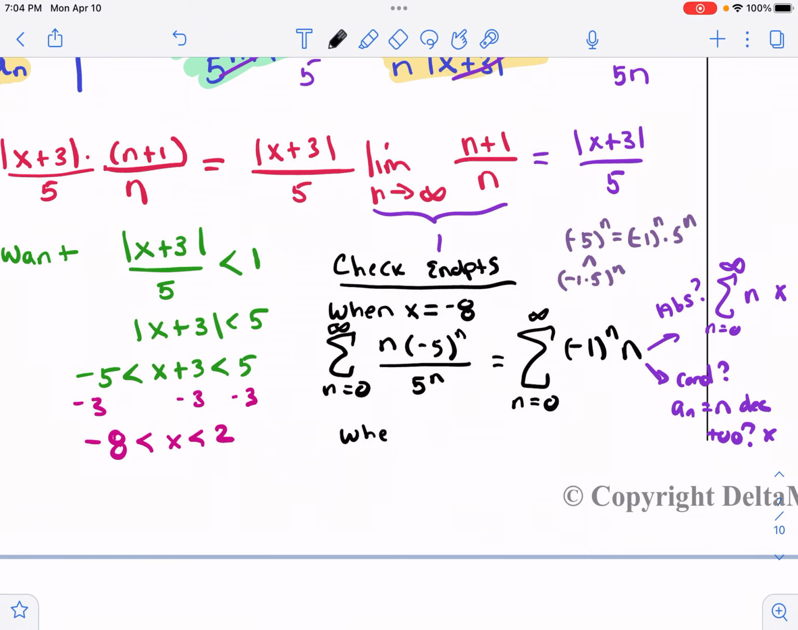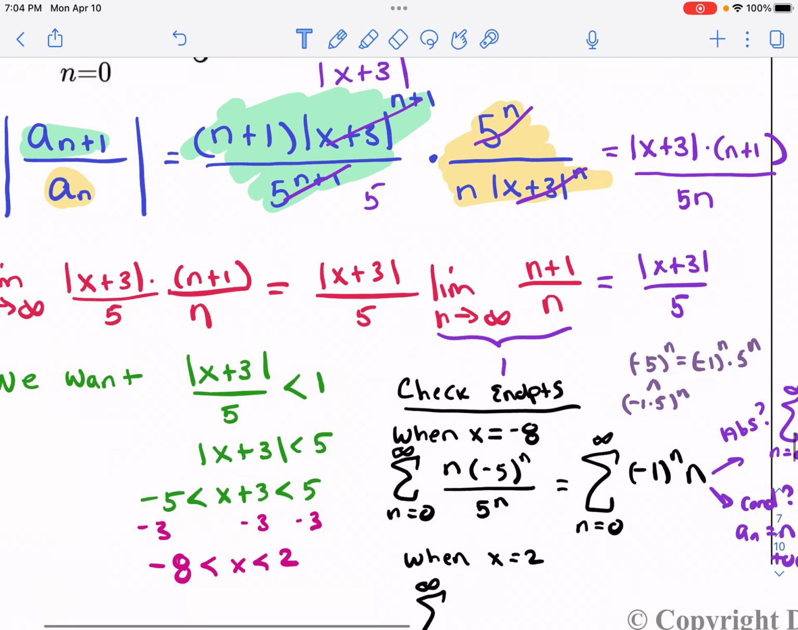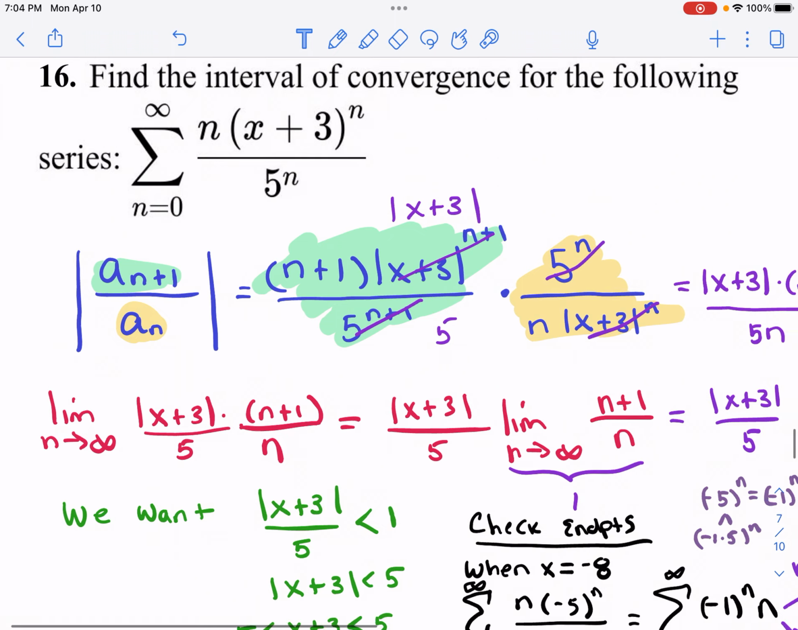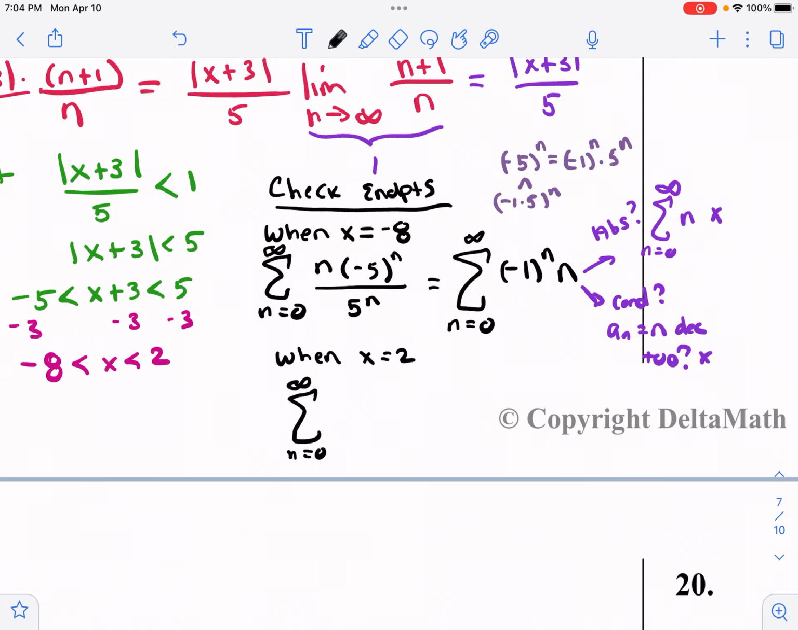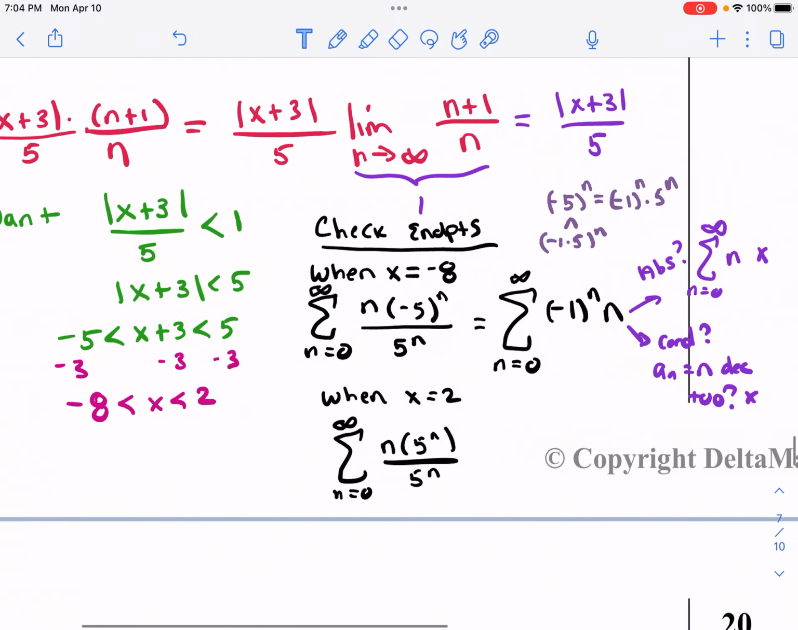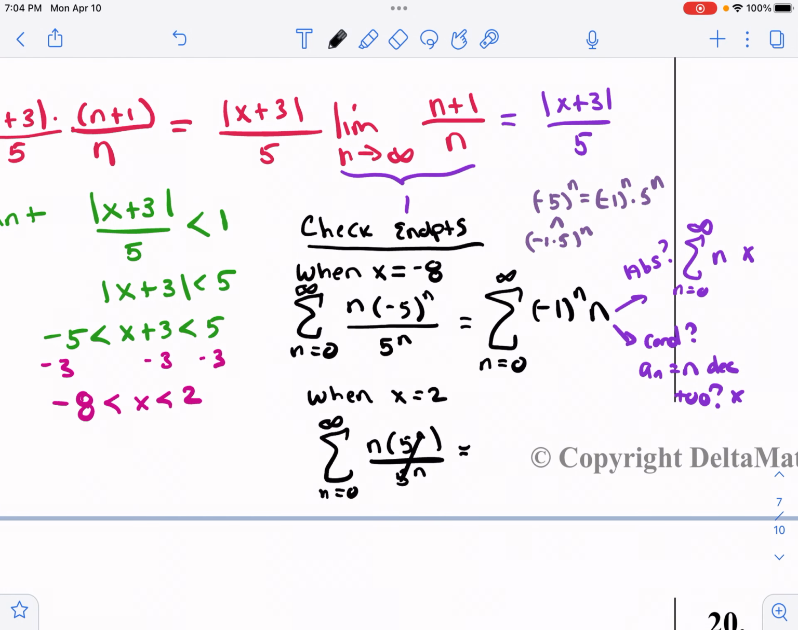So when x equals 2, and again, don't forget, I'm plugging in for this x up here. So it's n times 2 plus 3, which is 5 to the n, divided by 5 to the n, right? That's gone, and I just get this. Okay, but that clearly diverges because it doesn't pass the nth term test. It's not an alternating series, so we don't have to ask about absolute or conditional.